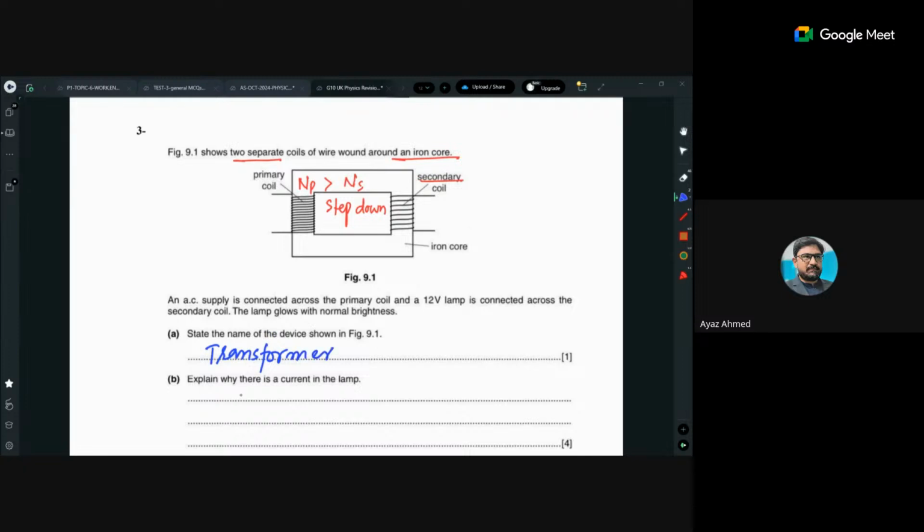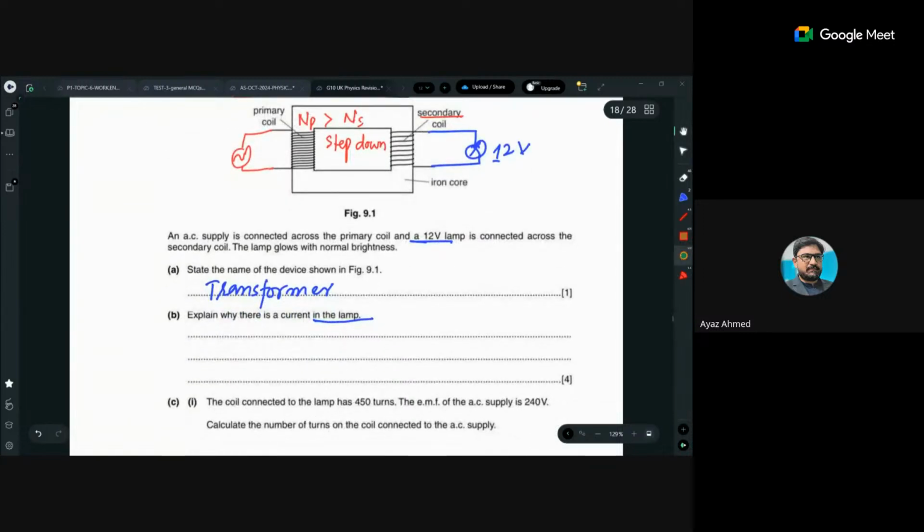Explain why there is a current in the lamp. So where is the lamp connected? The AC supply is connected across the primary coil, and a 12-volt lamp is connected across the secondary coil. That lamp works on a power supply of 12 volts. It is connected with an AC supply, and he has not given us any value of that. But the question is why the lamp is working.